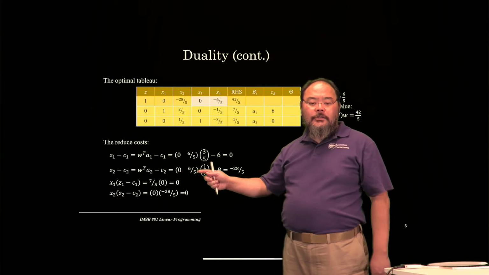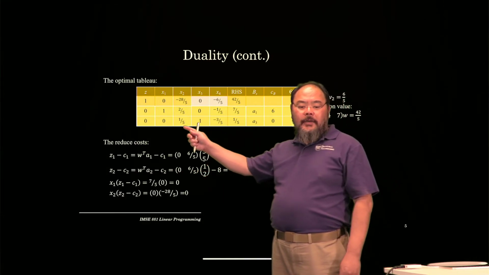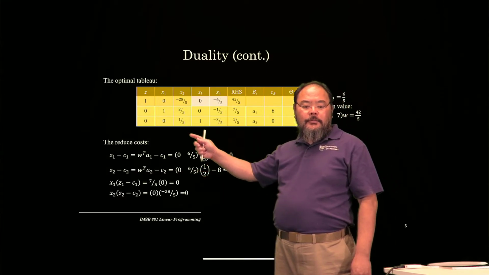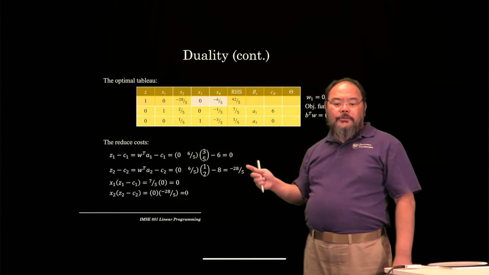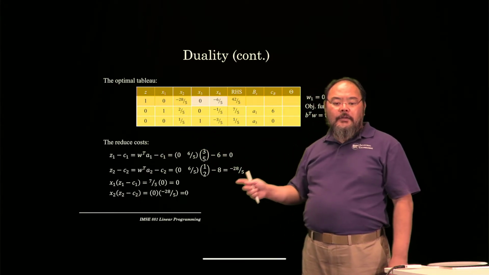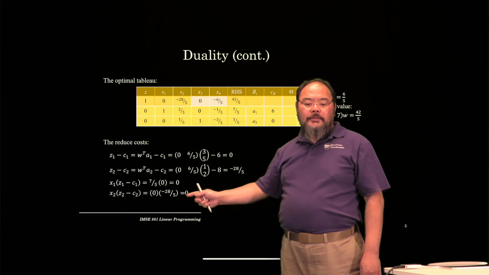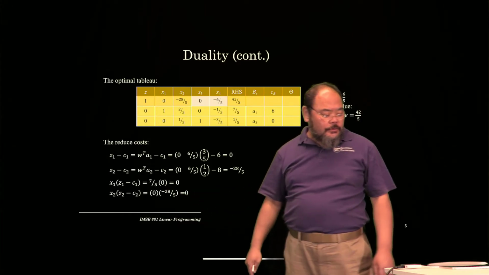Take a look at x2. x2 currently is non-basic, so x2 equals 0, and z2 minus c2 equals negative 28/5. So therefore, x2 times z2 minus c2 also equals 0.